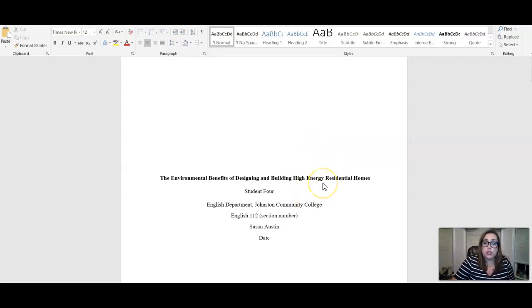All right, you're going to have a cover page. On that cover page, your title needs to be in bold. I've got Student 4 here because I took the student's name out, but you would put your name here. Then you're going to identify how your paper or research is affiliated. In this case, we're going to keep it simple. Just put English Department, Johnston Community College. Our actual department is called USET, University Studies and Educational Foundations, but I'm going to give you a break, and you can just put English Department there.